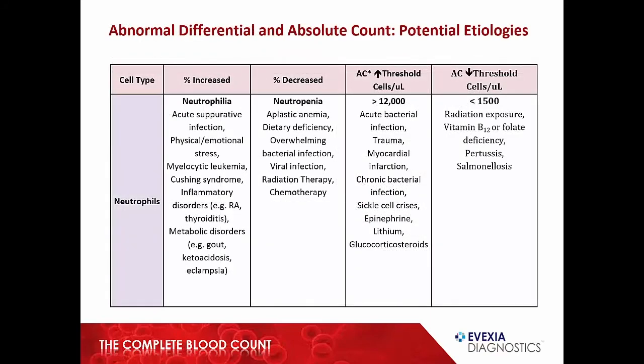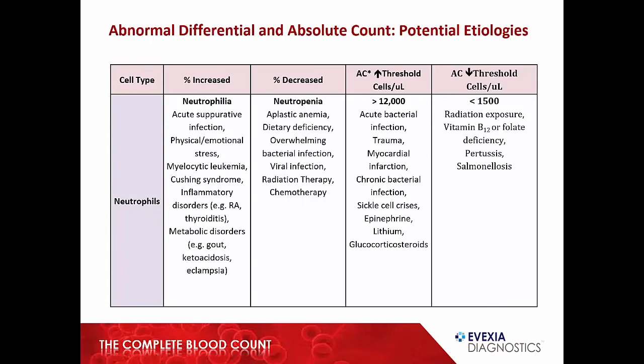So I want to get into a little bit more specifics. When you get the differential back, what does all this mean? So let's go white blood cell by white blood cell. So here are the neutrophils of cell type. If the percentages come back increased, that's neutrophilia, these are conditions for you to consider that are outlined in the second column. If it's decreased, these are some of the conditions for you to consider with a decreased percentage.